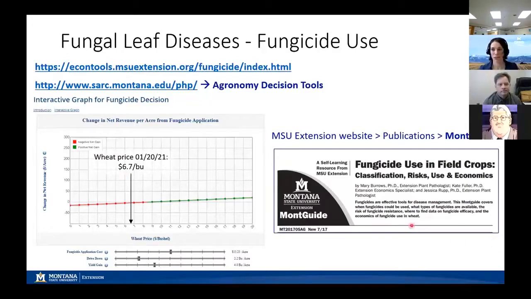You can also find more information here in the MontGuide on fungicide use, which discusses similar factors and some more that could help you make these decisions on fungicide application.